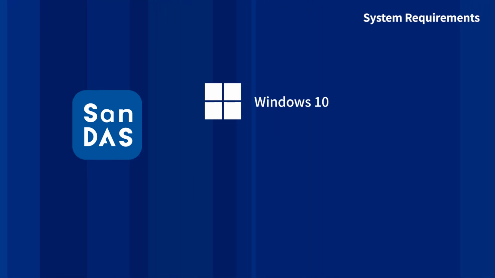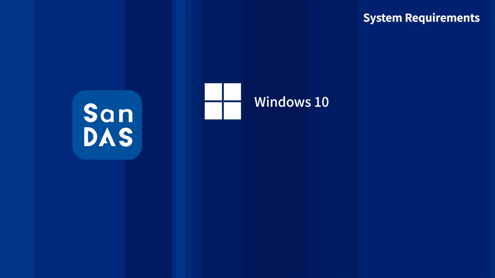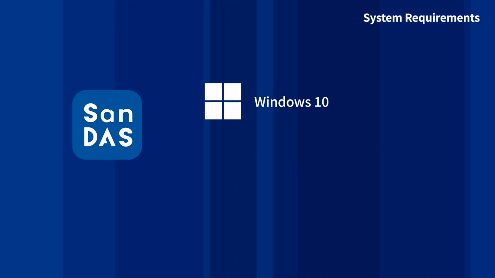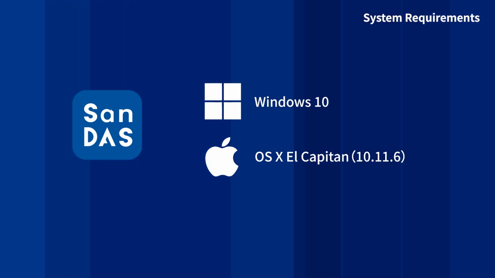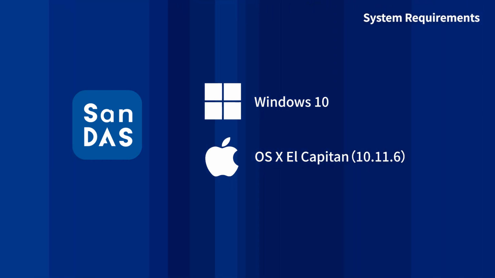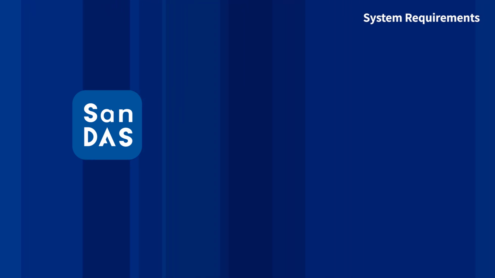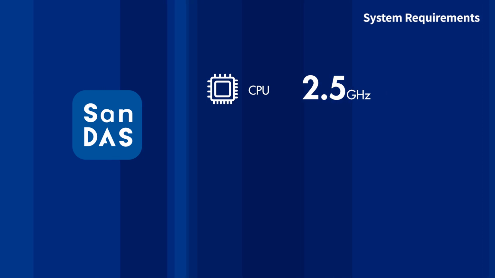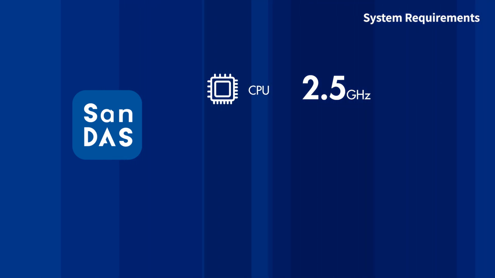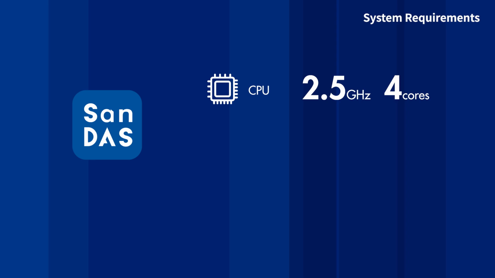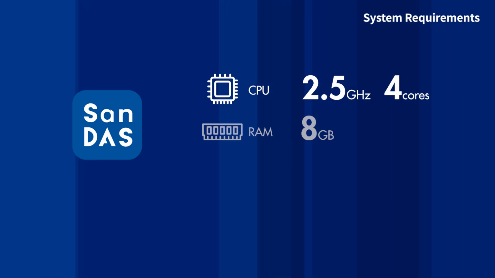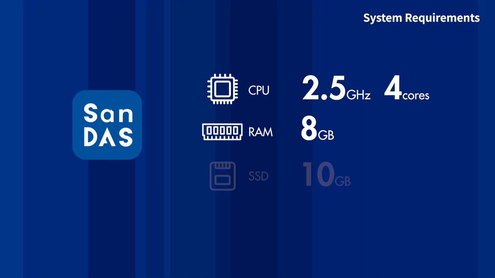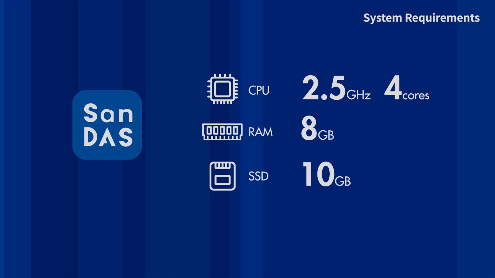If you're using a Windows system, please make sure that you have at least Windows 10 installed to run the software smoothly. For Mac users, please make sure your Mac is running at least OS X El Capitan, version 10.11.6. In terms of hardware specifications, SanDAS requires a CPU with the minimum speed of 2.5 GHz or faster, with a recommendation of 4 cores or better. Additionally, it is recommended to have a minimum of 8 GB of RAM and a solid-state drive with a capacity of at least 10 GB for optimal performance.